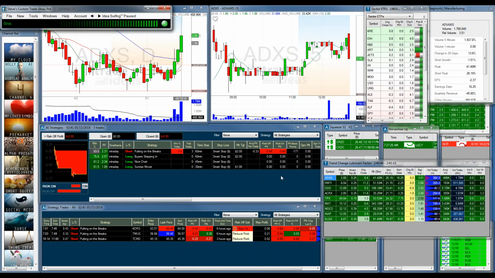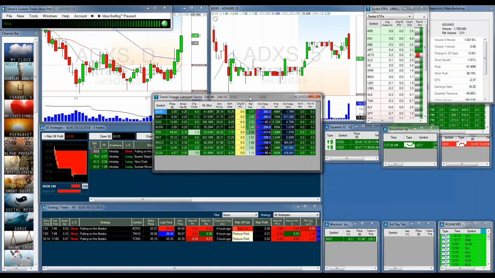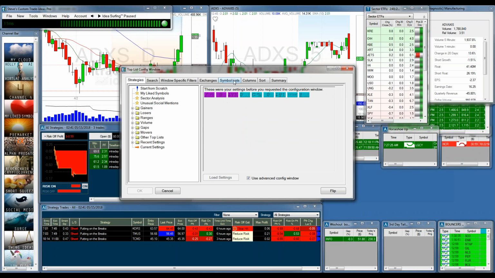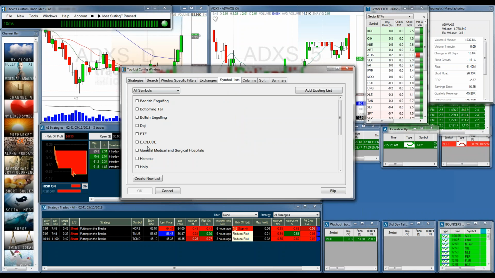So let's close that. Now going back to my example here, and this can be done in any simple window, whether it's a T window or a M window or A window. When we go to configure, the first step you're going to do on symbol lists is you're not going to see it over here. You're going to have to go to Add Existing List. And on Add Existing List, we got to go find where's my excluded list. There it is, exclude. Click, and now it brings it over here to populate.